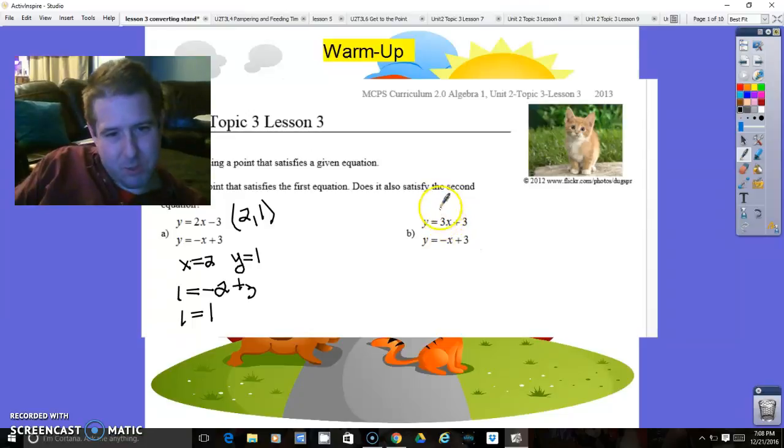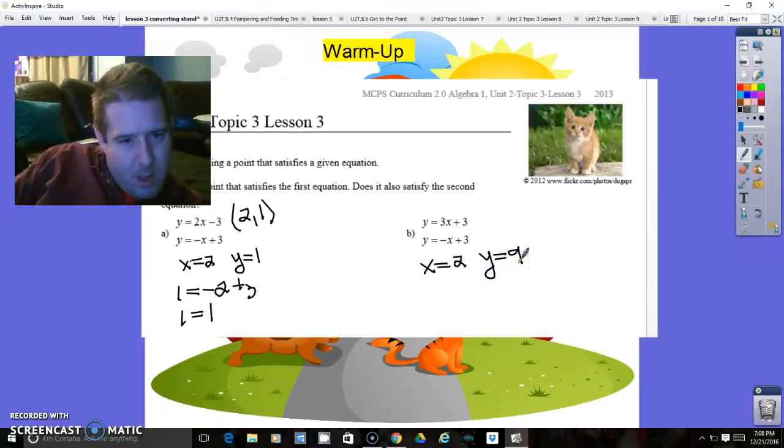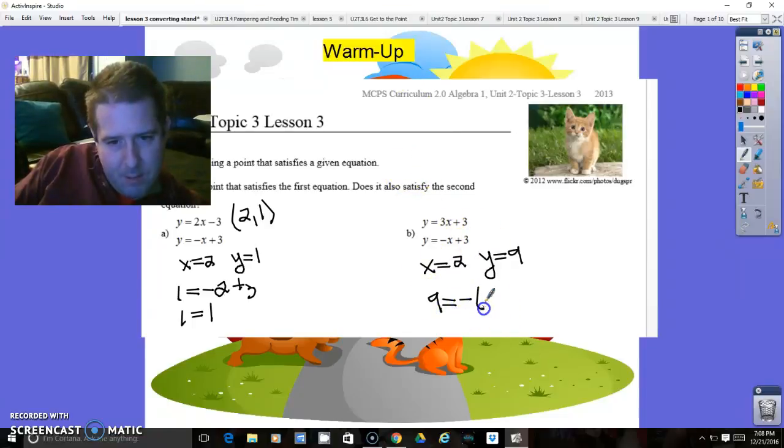So this time I'm going to choose 2 again. So I'm going to put 2 in for x. So 3 times 2 is 6. 6 plus 3 is 9. So that means if x is 2, y is 9. Okay. And if I plug those into the other equation, so that means 9 equals the opposite of 2 plus 3. So as you can clearly see, if I plug 2 in for x and 9 in for y into the first equation, it works. But in the second equation, it does not.